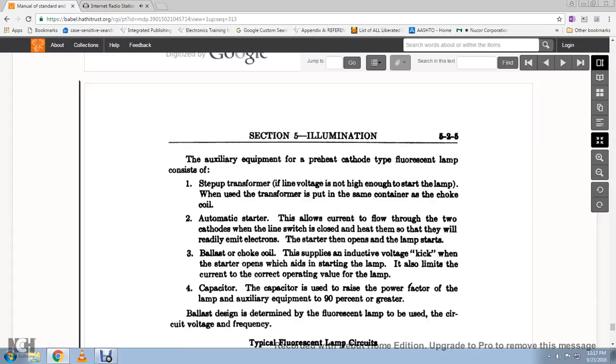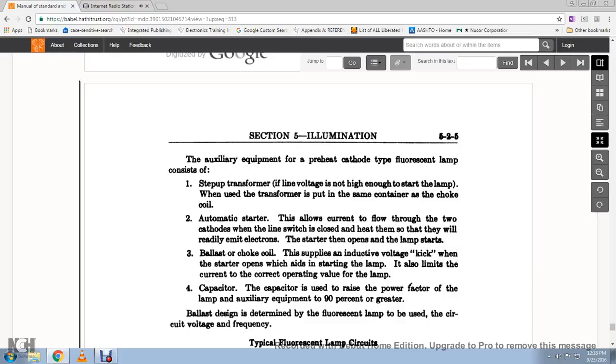to limit the current. The auxiliary equipment for the preheating cathode type of fluorescent light consists of: 1. A step-up transformer, in case the line voltage is not high enough to start the lamp. When using the transformer, the same container is used for the choke coil. 2. An automatic starter. This allows the current to flow through the two cathodes when the line switch is closed, heating them so that they will readily emit electrons, thus starting the arc and the lamp starts. 3. Ballast and choke. This applies an inductive voltage kick when the starter opens, aiding the starting of the lamp. It also limits the current to the correct operating value of the lamp.